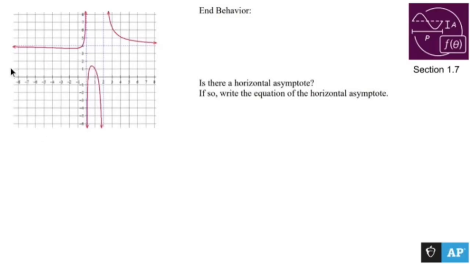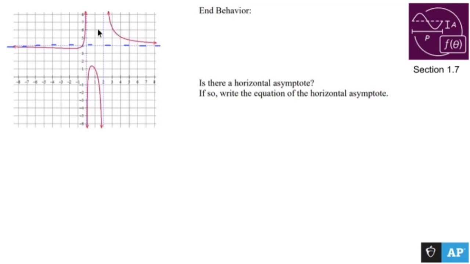All right, looks like we have ourselves a gross-looking rational function type thing, and we are being asked to find the end behavior, ask if there's a horizontal asymptote, and so write out the equation of the horizontal asymptote. Now, it looks to me that we do have a horizontal asymptote, and we do have end behavior, and things seem to level out at this number right here. Okay? Things seem to level out right there.